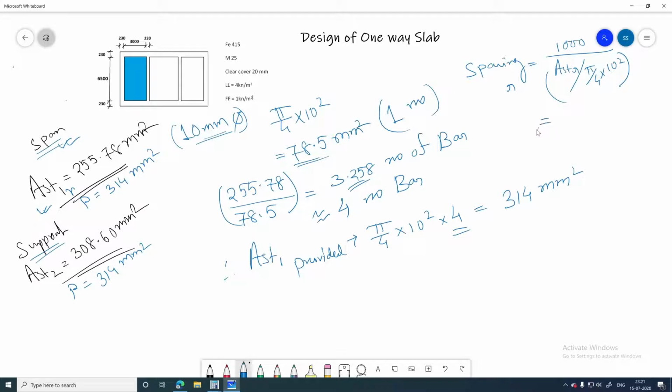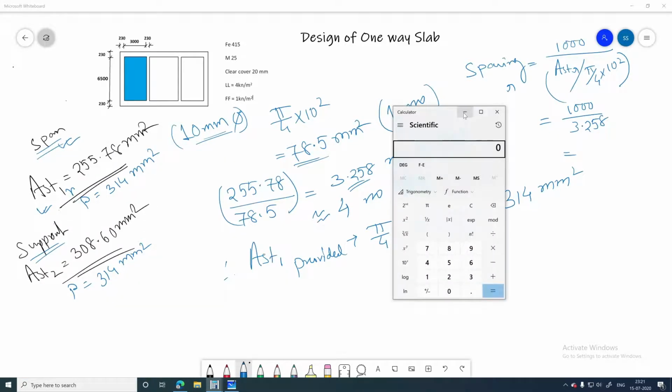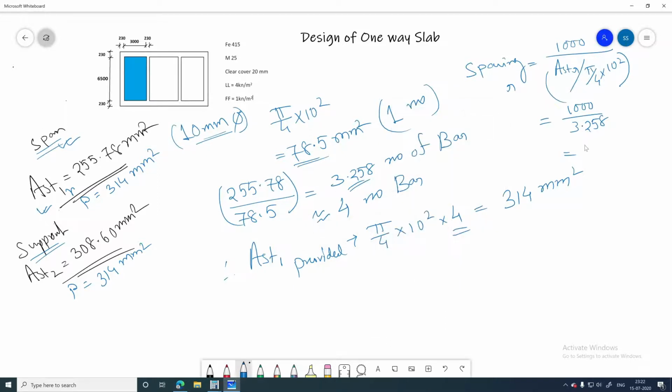So the spacing will be 1000 by 3.258. So that will be 306.93, or you can say 307 mm. Okay, so that is the spacing that we got for the AST1, or you can say the span moment.